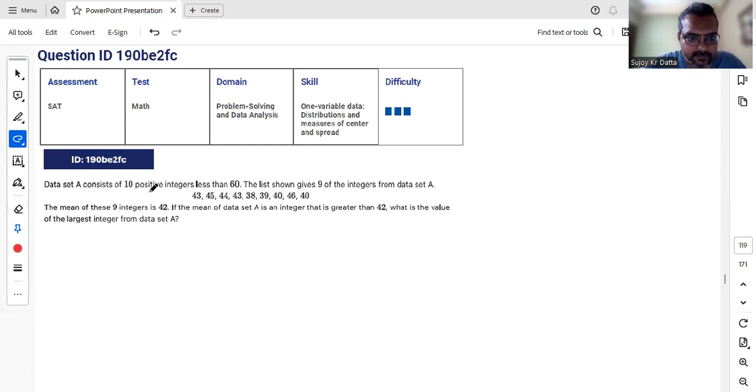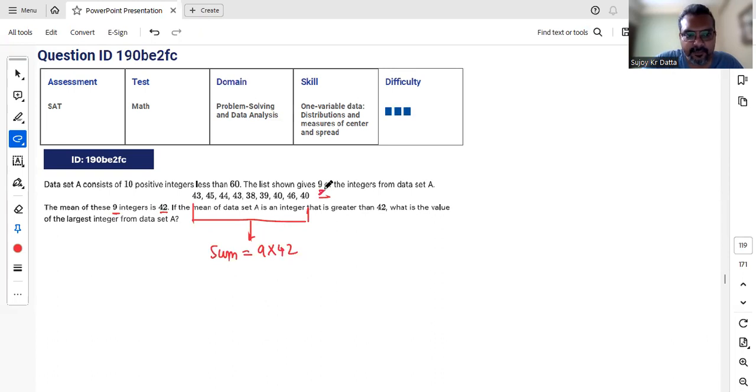So data set A consists of 10 numbers less than 60. Okay, so we have all of these which are less than 60. So we have 1, 2, 3, 4, 5, 6, 7, 8, 9 of them. There is one more. The list shows 9 from the data set. The mean of these is 42. They have already given you the average of these 9 numbers. So that's good. That means the total of these, you don't need to actually add. It's just 9 times 42.